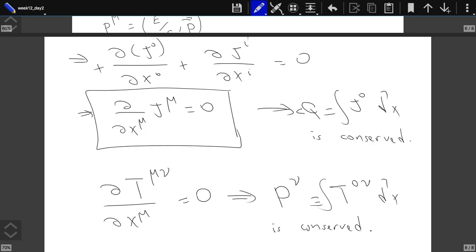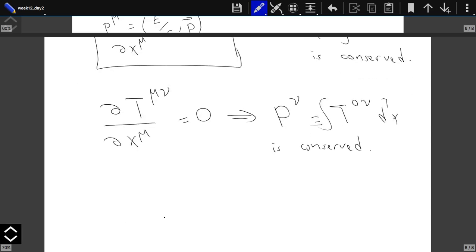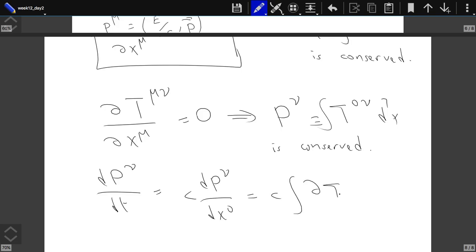How can we say this is conserved by the integral? Well, if this is satisfied, what do you mean conserved? You just take that thing, take its derivative with respect to t, and you show that it is 0. This is equal to dp nu by dx0 multiplied by c. This is equal to c times derivative of T0.